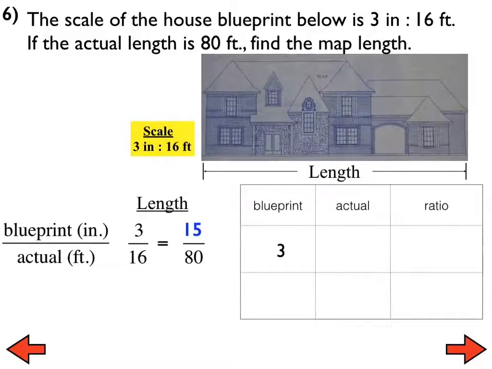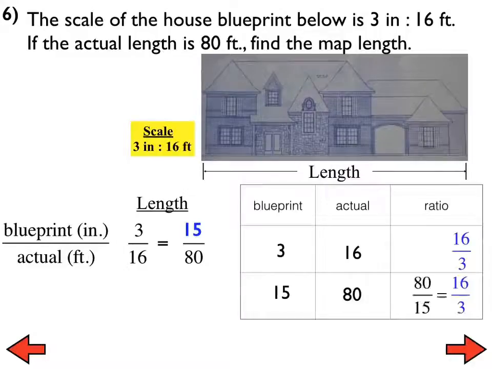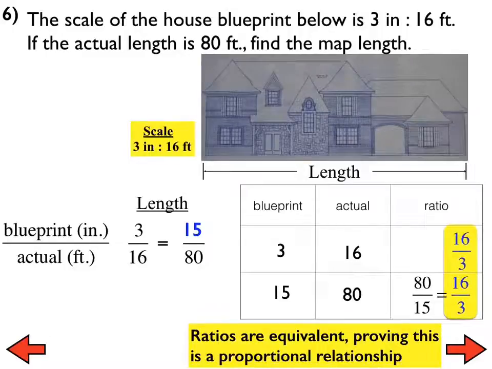Let's check your answer in the table. If the blueprint was 3, where do I put the 16? Where do I put 16? Next to it or under it? Next to it, where it says actual. And then another blueprint number was 15, which is what we just figured out. So the actual would be the 80. 16 over 3, we can leave it that way. And then 80 over 15 reduces to 16 over 3. Since ratios are equivalent, we have what? Good, a proportional relationship, which proves that our answer was correct.